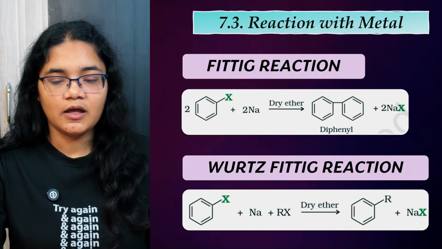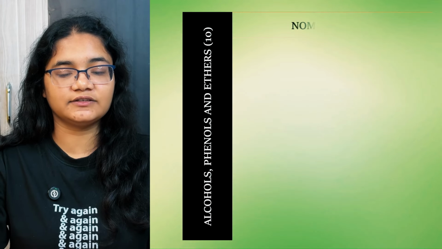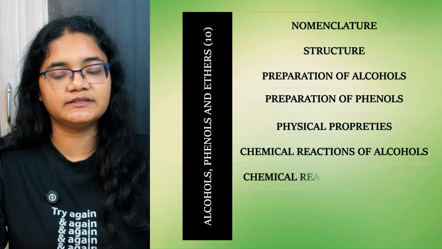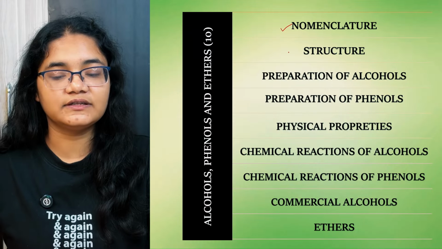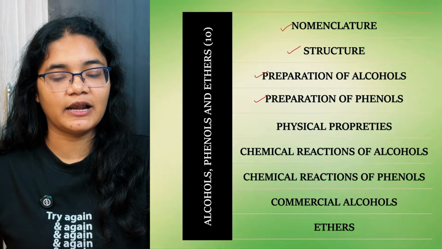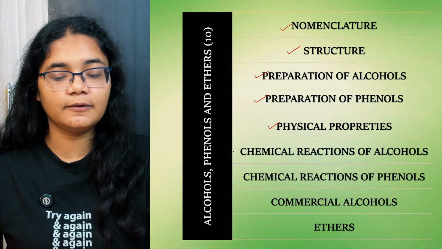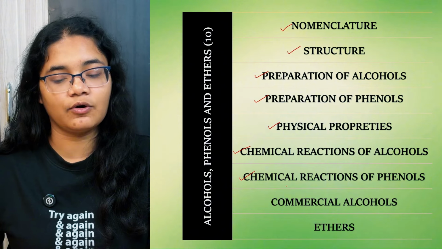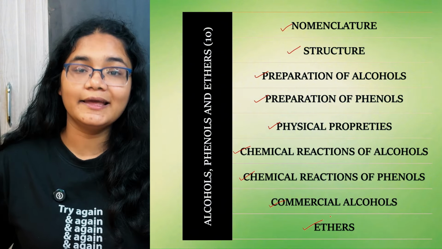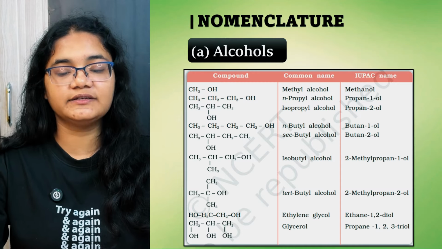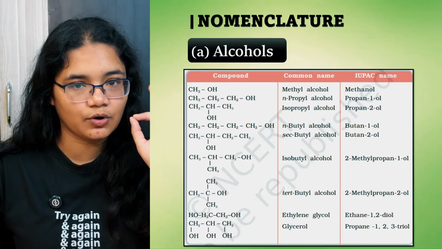Now we will move to the next chapter, alcohols, phenols and ethers, which has a weightage of 10 marks. First we will see the nomenclature, the common names of some alcohols. Then we'll talk about the structure, preparation of alcohols, preparation of phenols, physical properties, chemical reactions of alcohols, chemical reactions of phenols, commercial alcohols, and lastly ethers. So first let's quickly start with the nomenclature. I'll only discuss the common names here.